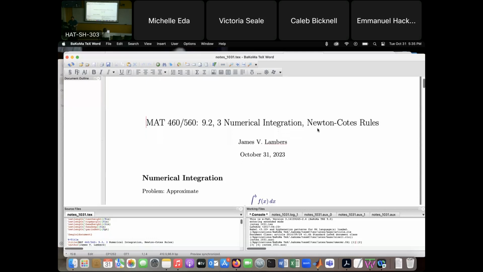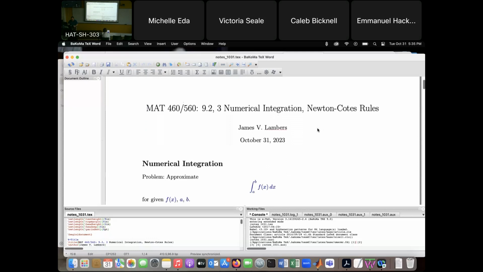Okay, so the problem that we want to solve is very simple to state. What we're trying to do is approximate the definite integral of some given function f(x) on some given interval [a, b].